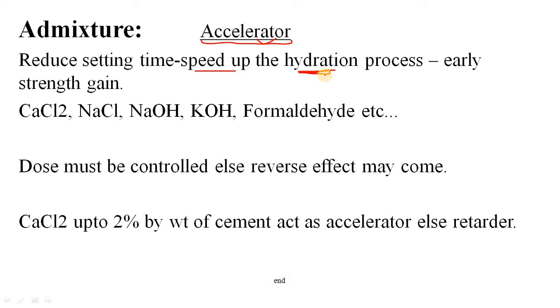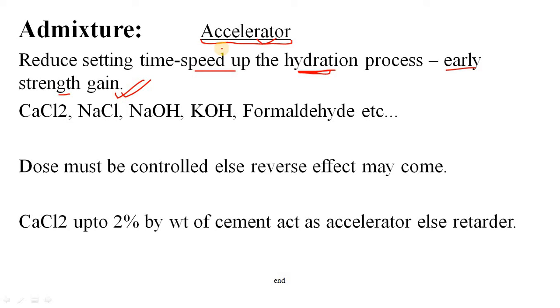So obviously if the hydration process is completed early, this leads to early strength gain, because strength is related to your hydration process. How? Because in hydration the C-S-H gel and calcium hydroxide crystals are formed, and after evaporation of water these crystals are linked to each other and the strength is gained. I have discussed a lot about all this in the video on hydration of cement, okay. So when you speed up the hydration process, the strength gain is early. This is the main function of an accelerator.